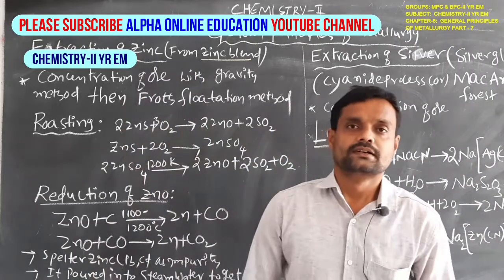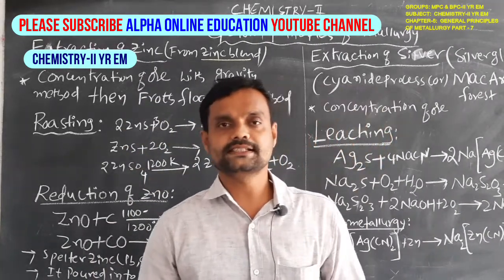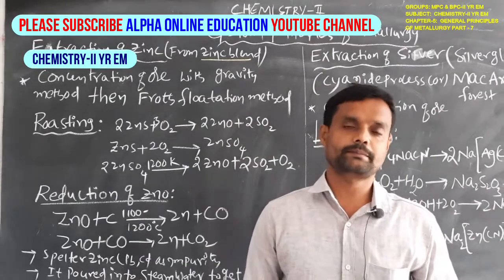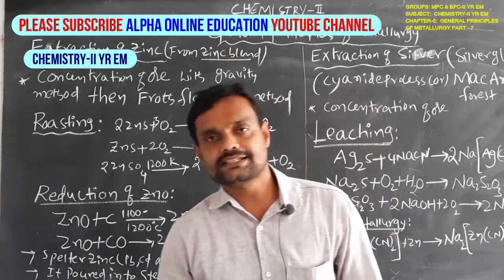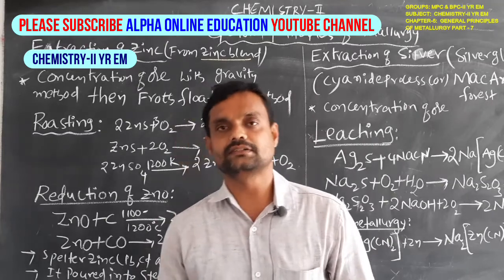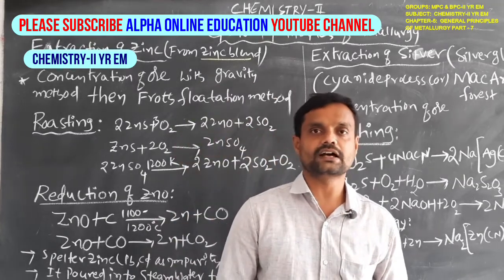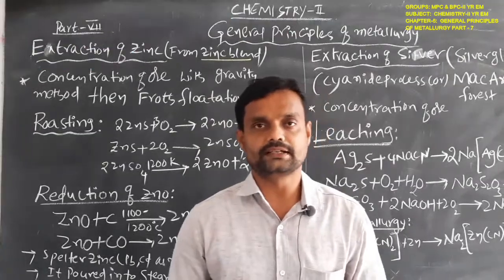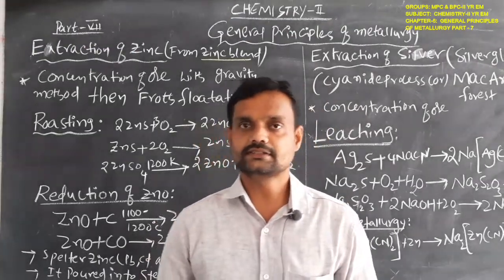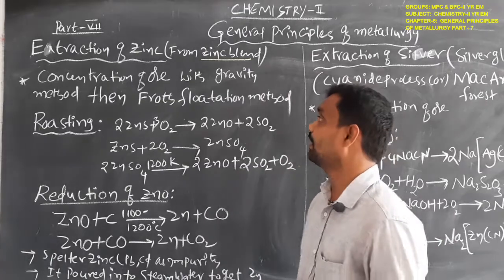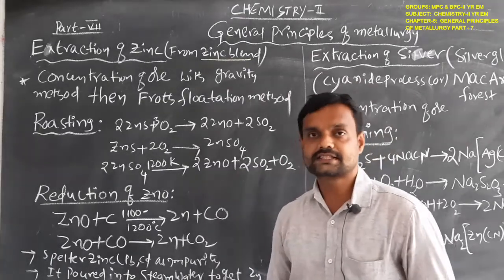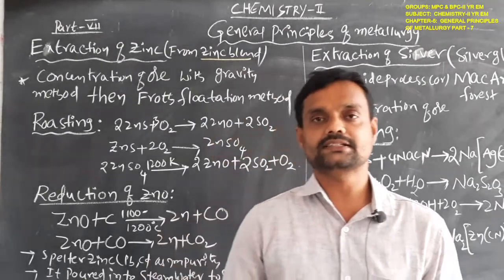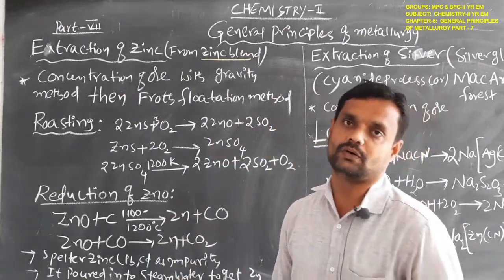Okay. So in the previous class we discussed how the copper is extracted from copper pyrites, what the steps are, and what chemical reactions are involved in that extraction. Now we are going to explain how zinc is extracted from zinc blende. So here the zinc can be extracted from the zinc blende ore.